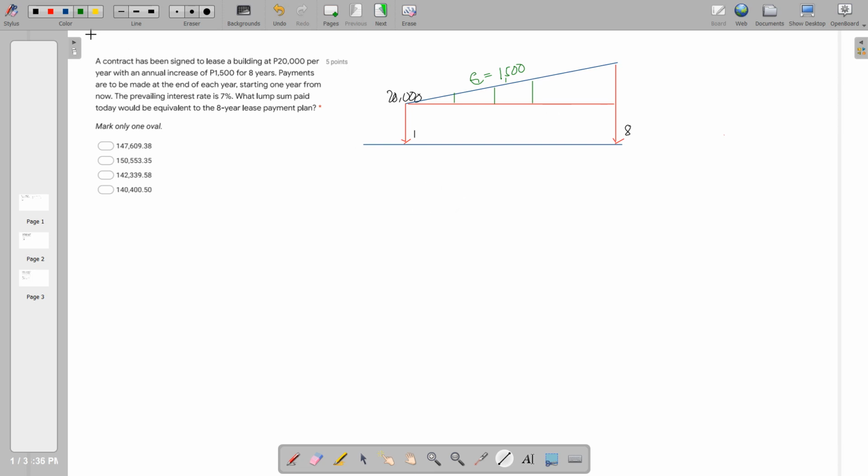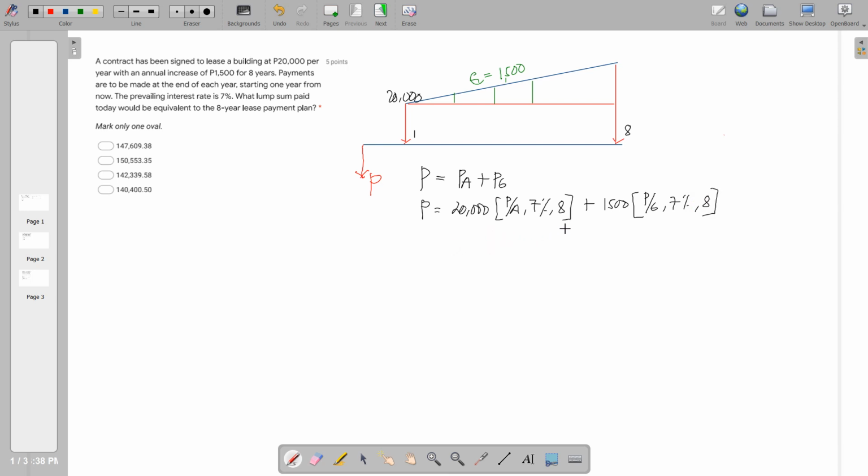Now we will just stick to the formula that the present worth of the gradient is equal to the present worth of the annuity and the present worth of the increasing gradient. So this can be plus or minus because it could be increasing or decreasing. So in this case it is increasing. Say our P refers to the equivalent payment of this increasing payment from the first year up to the 8th year. So the formula: our annuity is 20,000 times finding P given A at 7% at 8, plus the gradient 1,500 times finding P given G at 7% at 8.